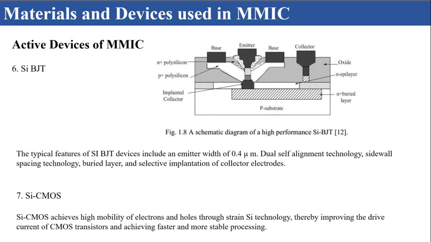In silicon CMOS, high mobility of electrons and holes is achieved through strained silicon technology, thereby improving the drive current of CMOS transistors and achieving faster and more stable processing.